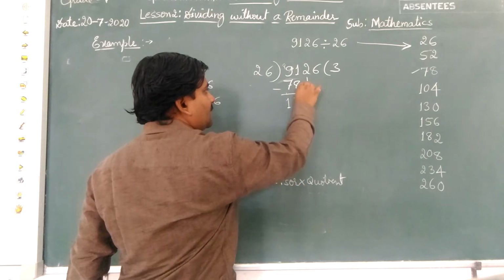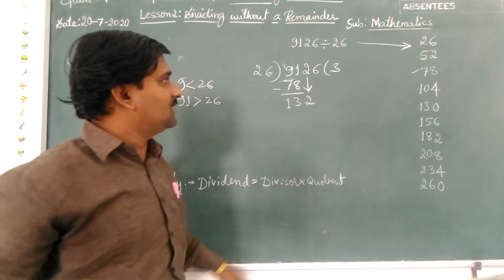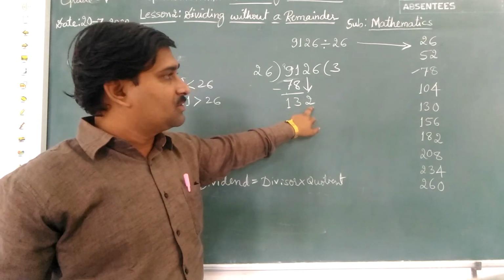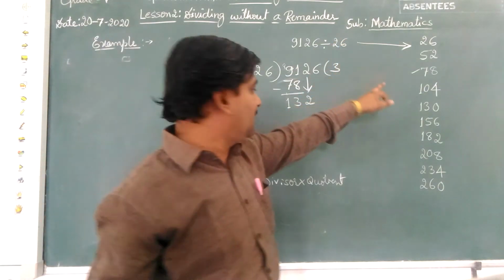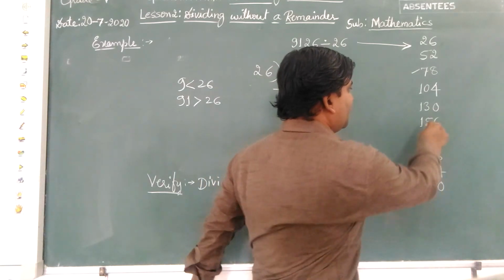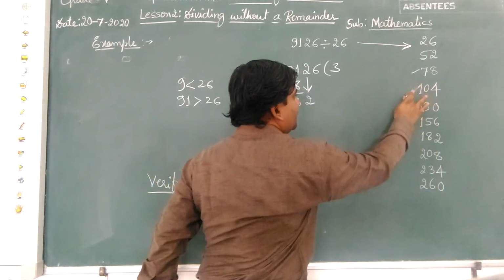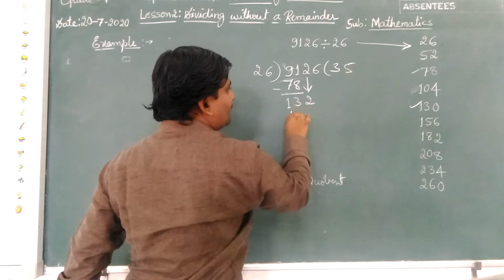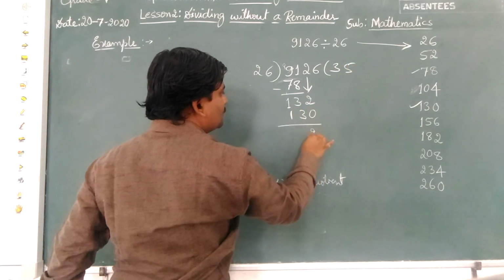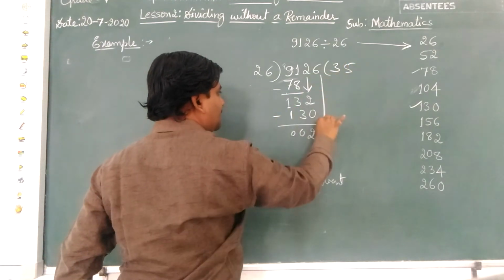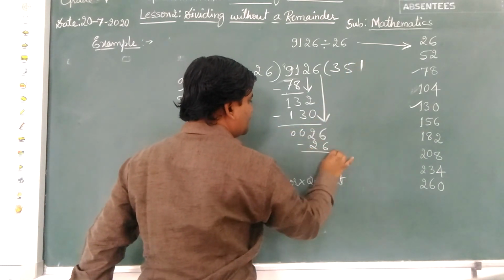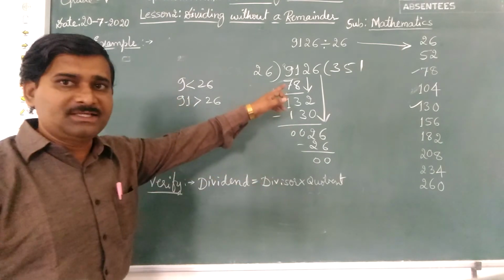Take the next number 2, so it is 132 now. In the 26 table, observe where you will get 132. 26 5s are 130. After subtraction, 2. Take this 6, so 26. 26 1s are 26. See, children, like this you will get the answer, with remainder 0.